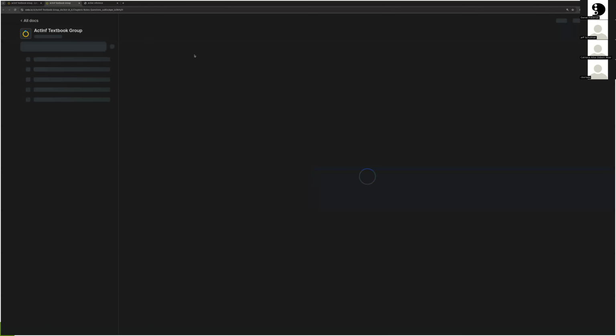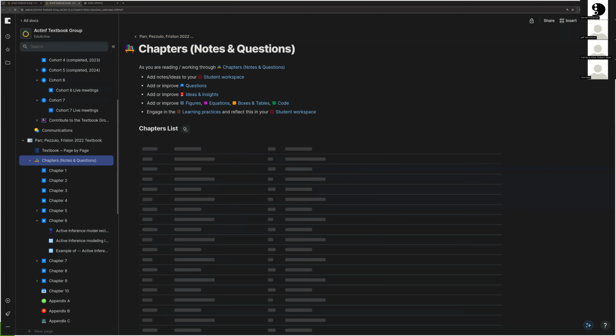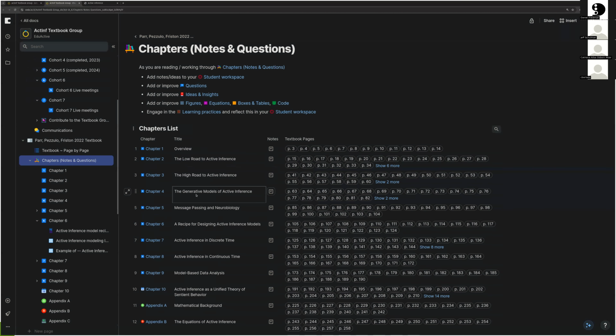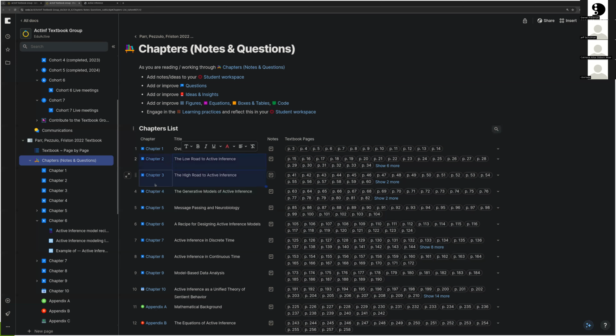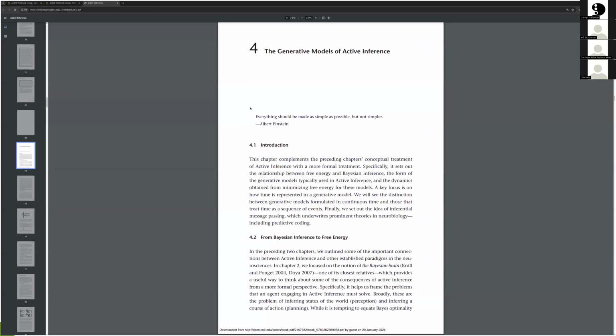Chapter 4 has two roads leading into it with chapters 2 and 3. So this is really where we see active inference generative models, after the more general context of 1 and then the low and the high road in chapters 2 and 3. Is there a part of 4 that anyone wants to go to, or just a quote that's interesting, just to begin with?